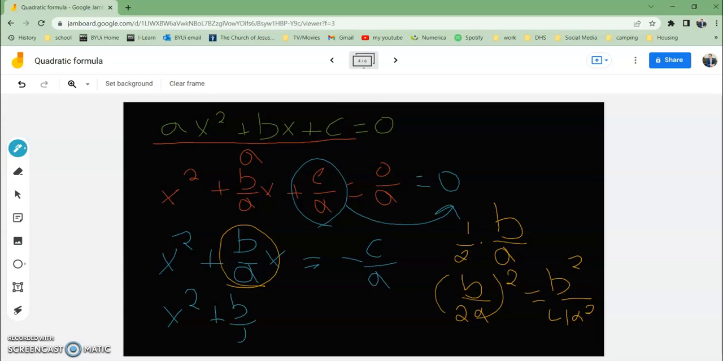plus b over a x, that's b, plus b squared over 4a squared. And remember, we have to do it on both sides. So now we have b squared over 4a squared minus c over a. Okay.